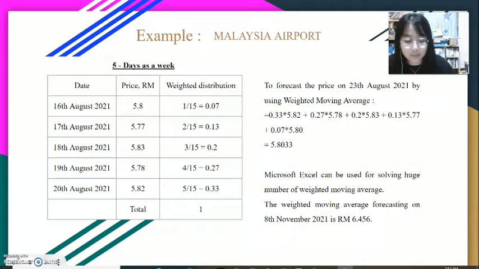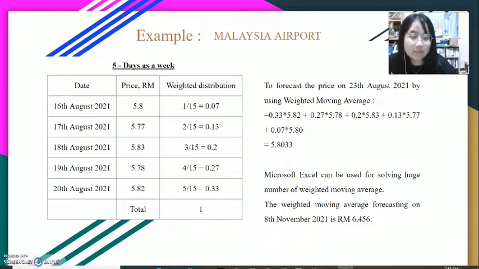Next, we assign the weights to each number. As we already know, we will assign the greater weighting to the most recent data points and the least weighting to the data points in the distant past. We will get the weighting distribution as in the table, which are 5 over 15, 0.33, assigned to 20th August 2021, and 16th August is assigned only 1 over 15, 0.07, whereas 0.13, 0.2, and 0.27 are assigned to 17, 18, and 19 August 2021 respectively.